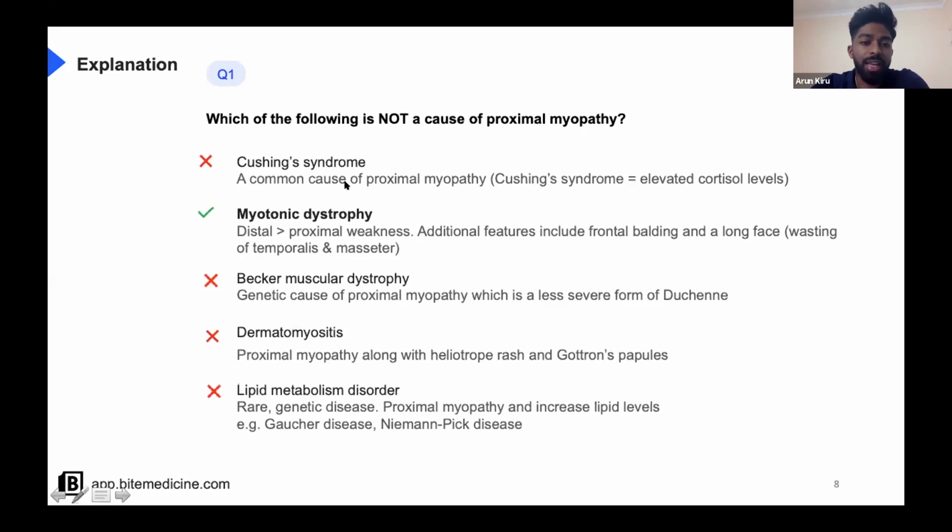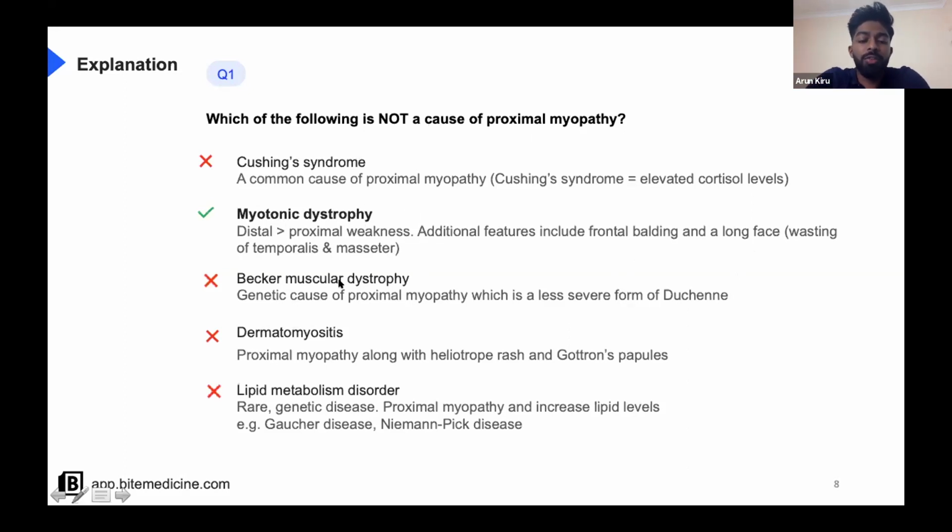Other features that are linked to myotonic dystrophy are frontal balding and a long face. You know that from the wasting of the temporalis muscle and the masseter. Sometimes you ask them to clench their teeth and you can feel wasting there. So that's the correct answer here, because it does not cause a proximal myopathy.